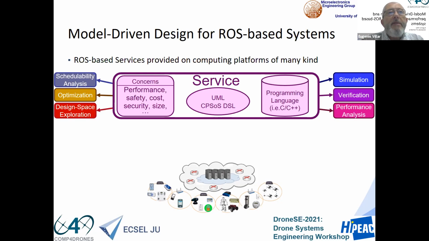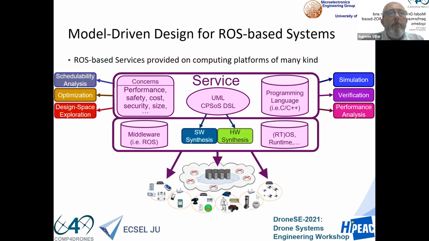When you are completely convinced that it's going to work, then you can extract again the information from the single source model and generate the software stack to be executed on these distributed heterogeneous platforms on which services are being deployed currently. And at that time, it's when you will introduce the middleware and the real-time operating systems you may need in each case, like for instance ROS.